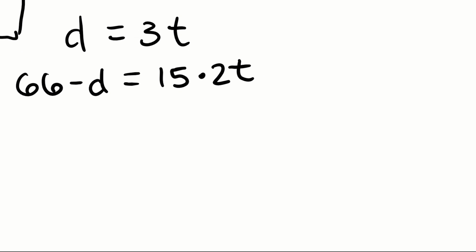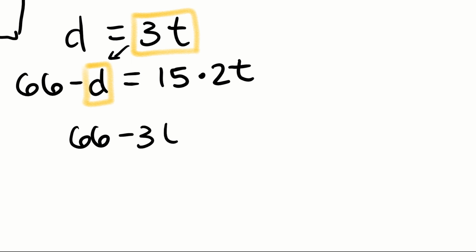I am definitely going to use my new friend of substitution, because 3t is the same as d. So I'm going to place 3t right there. This substitution is going to allow me to rewrite the second equation so it only has t's. So this is going to become 66 minus 3t is equal to 30t, right? 15 times 2.